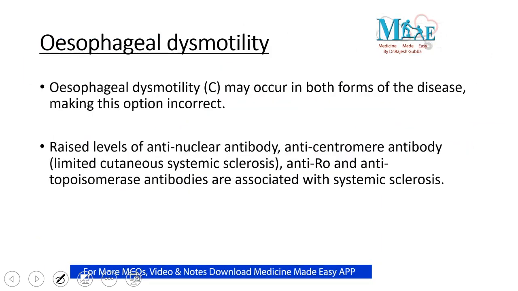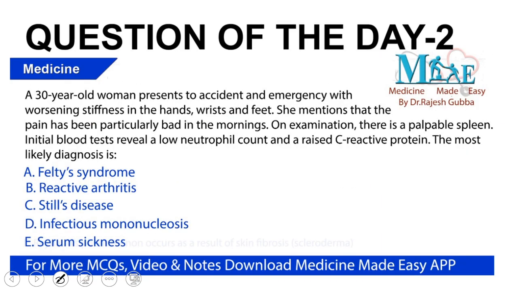Now if you take one more clinical question here, that is the question of the day 2. A 30-year-old female presenting to the emergency department with worsening stiffness in hands, wrist and feet. She mentions that the pain has been particularly bad in the mornings and on examination there is a palpable spleen. Initial blood tests reveal a low neutrophil count and there is raised C-reactive protein. What is the most likely diagnosis in this patient?